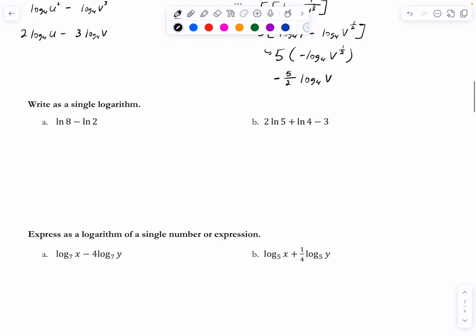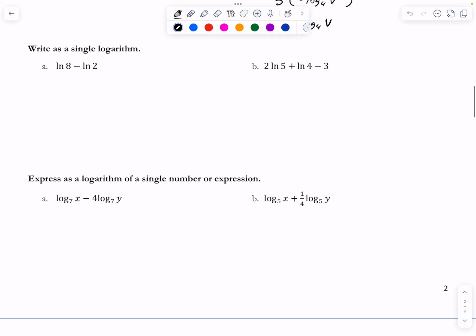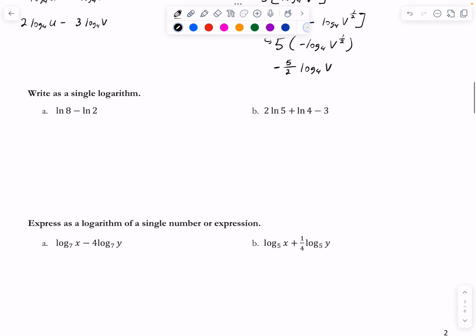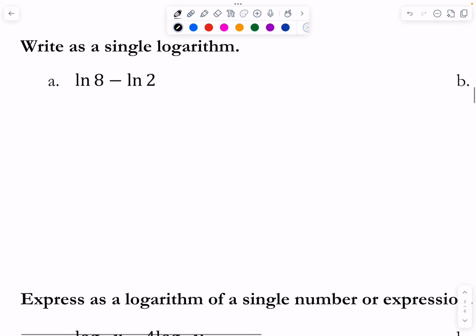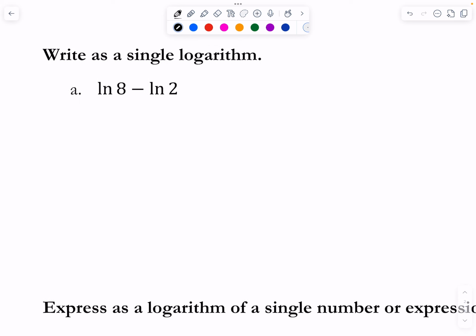Okay, now we're going to go the other direction. We're going to write them as one logarithm, or as few things as we can. So this is two natural logs. Remember, the bases are e, and we're going to combine them. I see subtraction, so I'm going to use division for my two arguments. So 8 divided by 2 is going to give me the natural log of 4. I don't need you to find out what that is. Go ahead and just leave it as the natural log of 4.